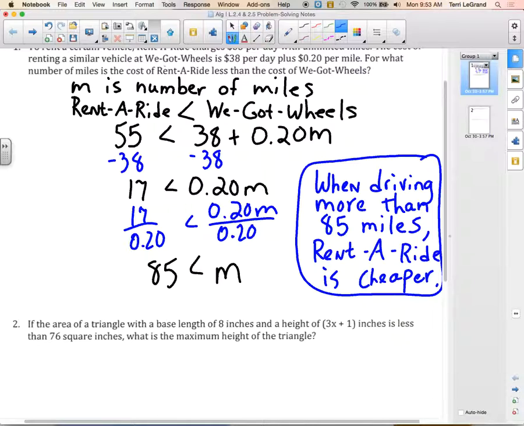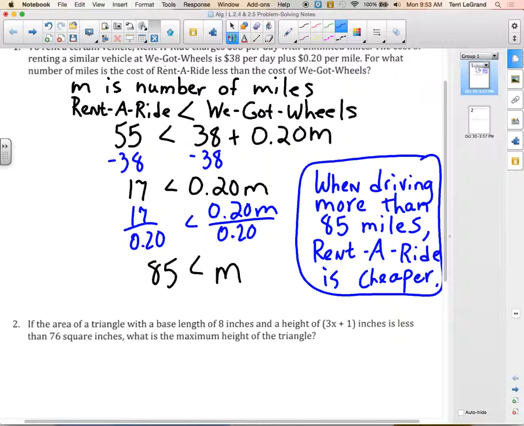Tell me something about the 85. What would the 85 really give us? If you drove 85 miles, let's say you knew you were going to put on exactly 85 miles on this car or truck or whatever it is that you're renting. Which place should you rent from? We got these. We got wheels? Either one. Either one. Be the same price.